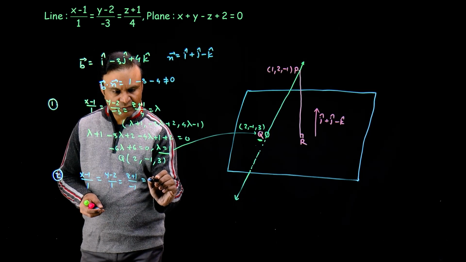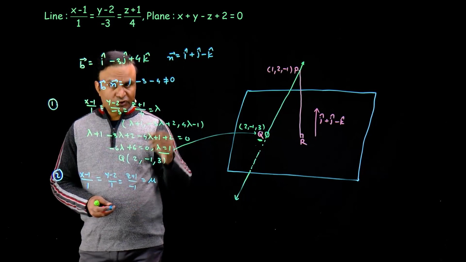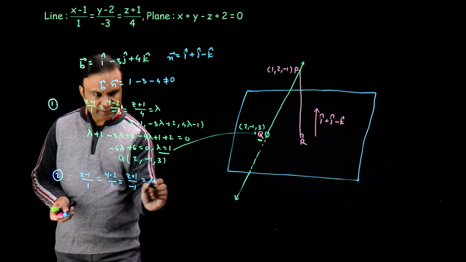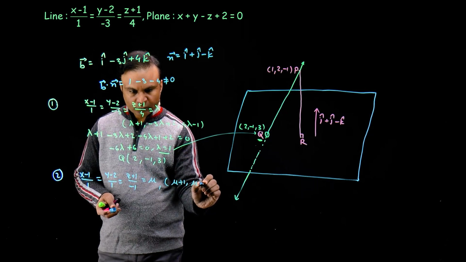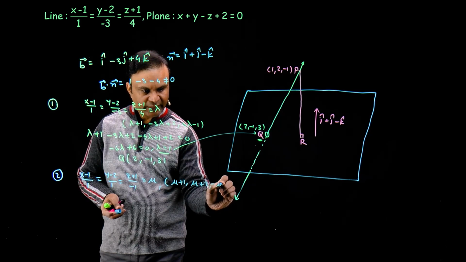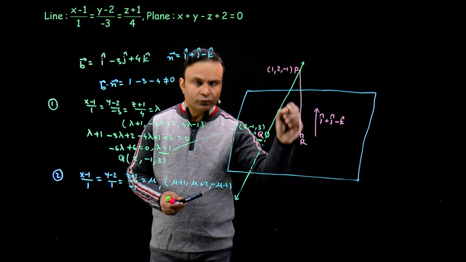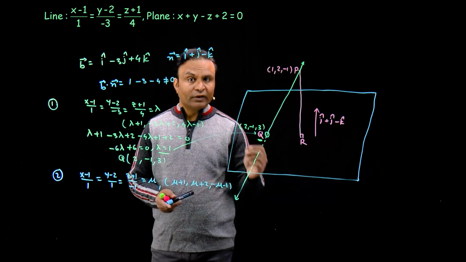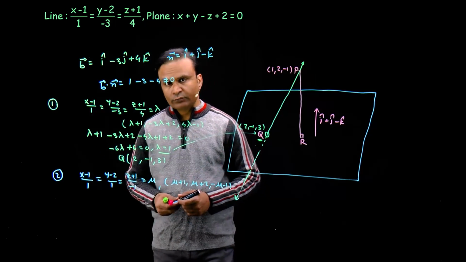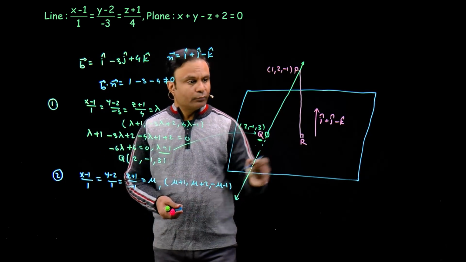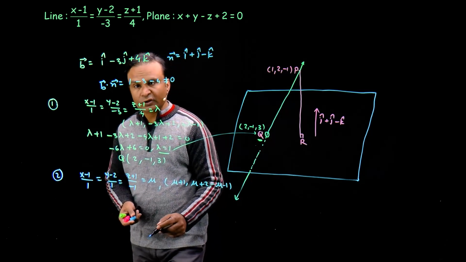Now suppose this is equal to mu. So we get general point or any point on this line as mu plus 1, mu plus 2, minus mu minus 1. Now for point R, there is one unique value of mu. How can we get that unique value of mu? Point R is lying on the plane. Okay, so let's put this point in the equation of plane.